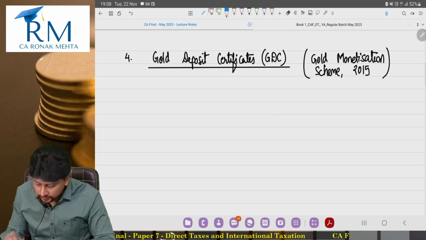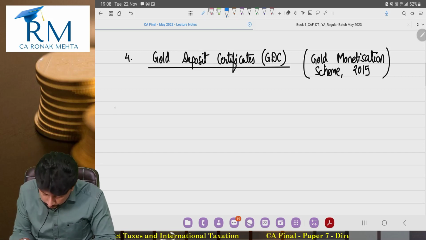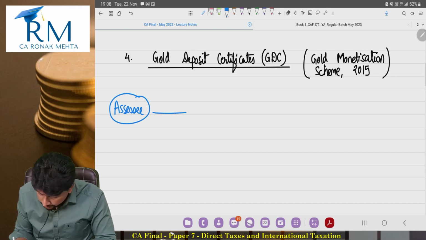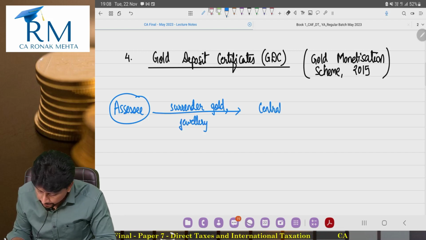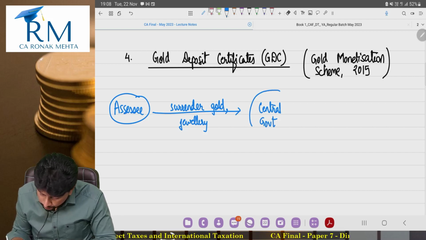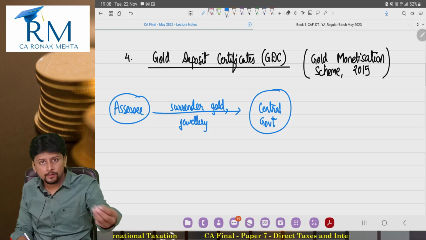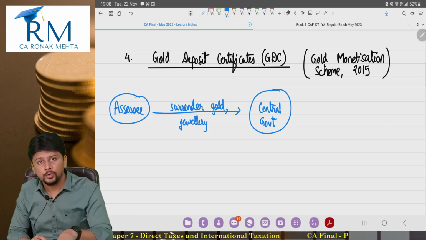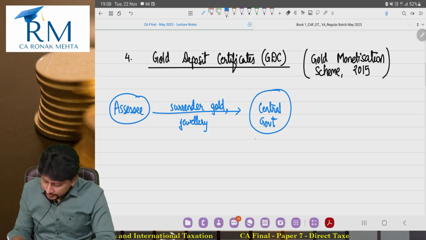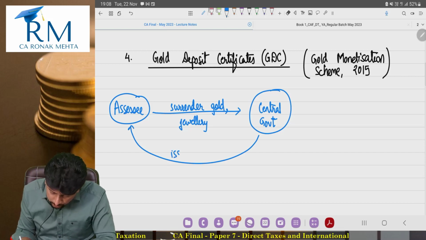Government of India came out with this gold deposit certificate, where what does an assessee have to do? An assessee will surrender his gold, his jewelry, to the central government. Central government gave out this job to banks. Bank would accept your gold. If you give jewelry, they would melt the jewelry and find out how much pure gold is there in that jewelry, and central government will give it to you in writing, issue a gold deposit certificate to you.